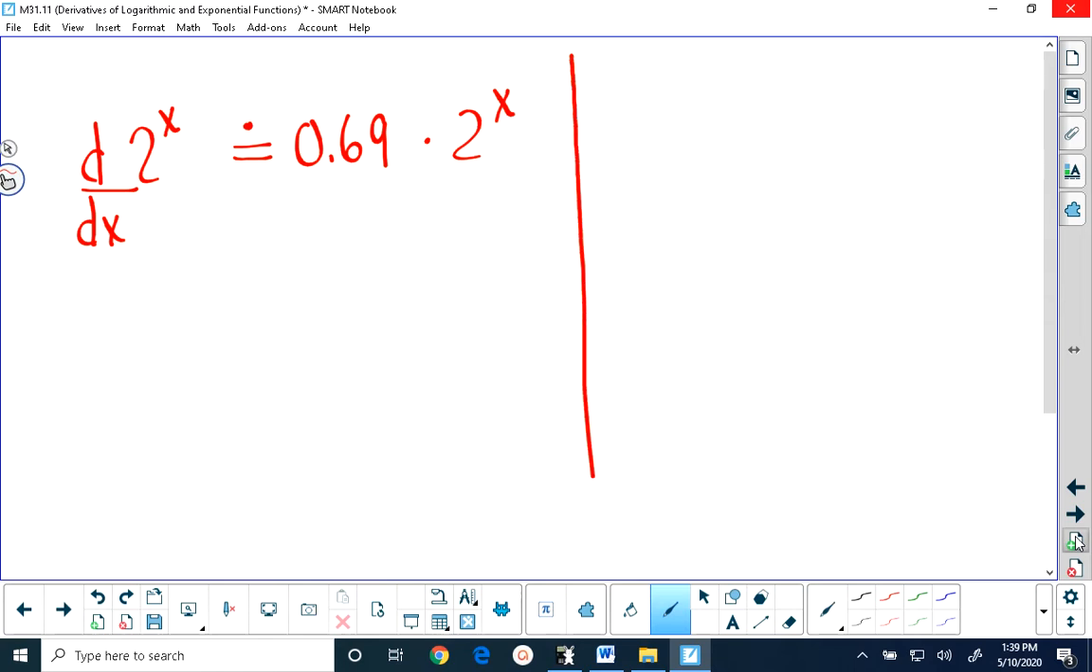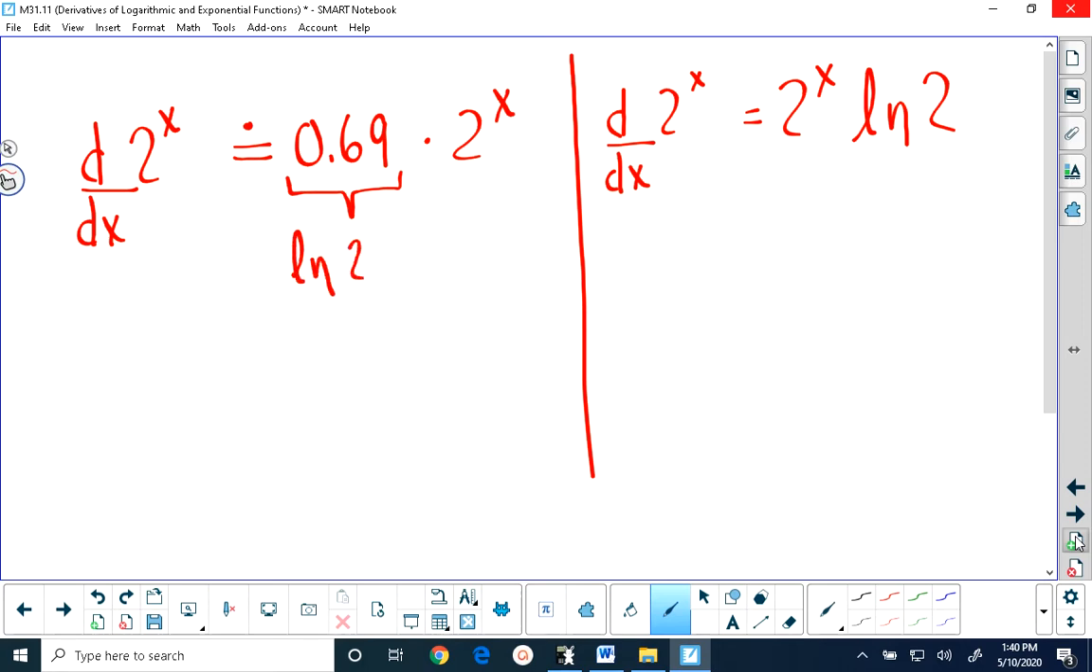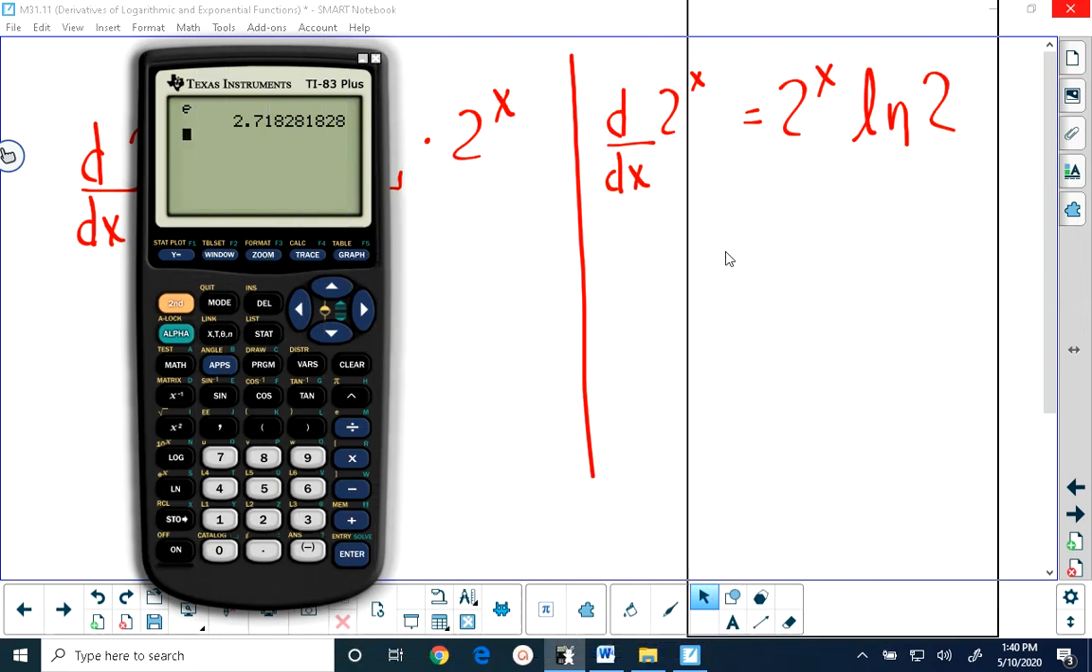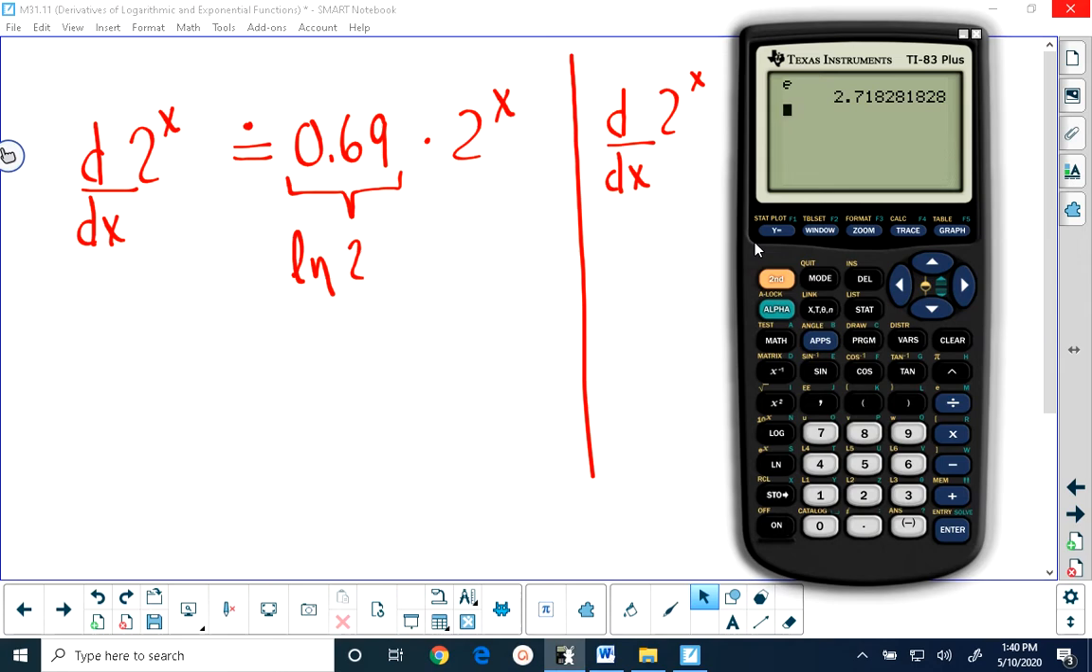Well, I've just figured out with you in warm-up C that the derivative with respect to x of 2 to the x is 2 to the x ln 2. Well, this is exactly equal to the natural logarithm of 2. On your calculator, you have a button that is the natural logarithm. It's right below your common logarithm button, and if I find the ln of 2, I get 0.69314.